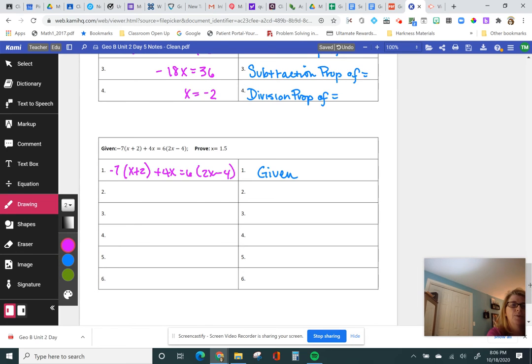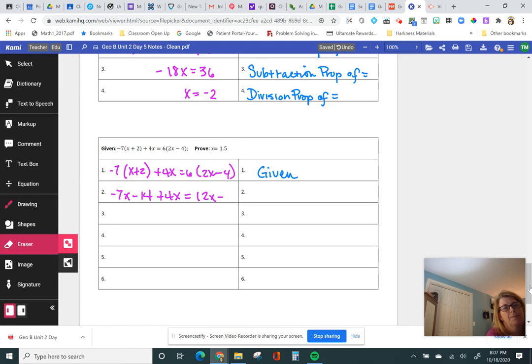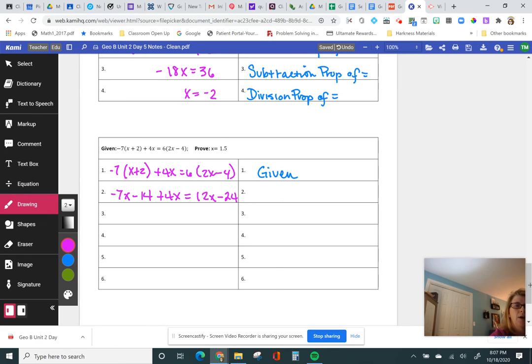And the next thing we know what we need to do is there I have 2 places where I have to distribute. So I'm going to do that all in one step. Negative 7x minus 14 plus 4x equals 12x minus, almost said 4, but it should be 24. Now, that property that we did, all we did was distribute. So that's what we're going to write here, the distributive property of equality.